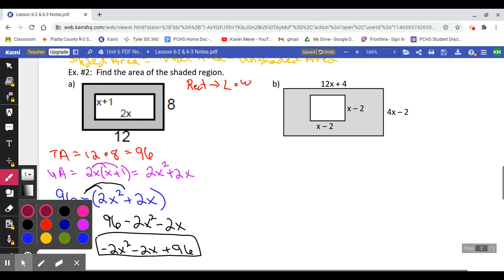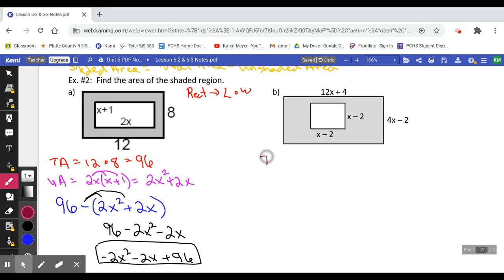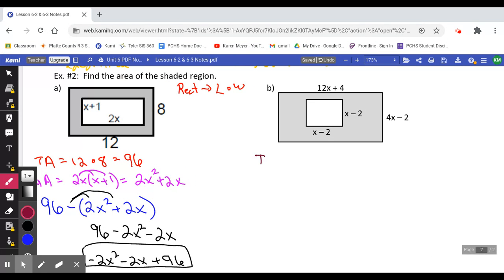So let's go to our second example. Okay, total area would be the area of the large rectangle. And so that would be 12x plus 4 times 4x minus 2.